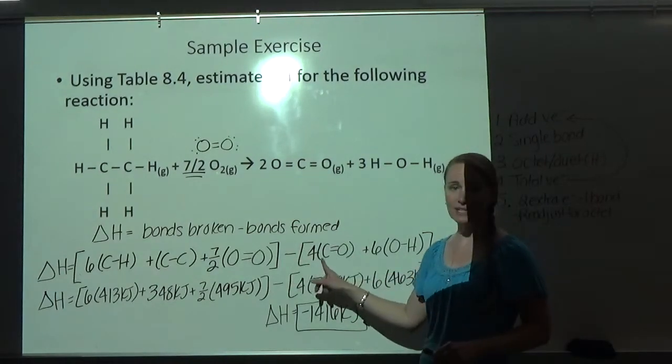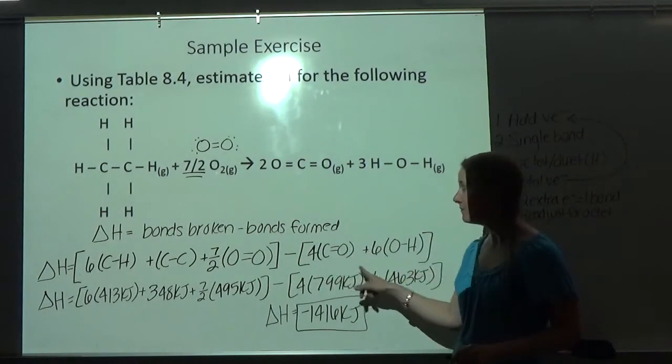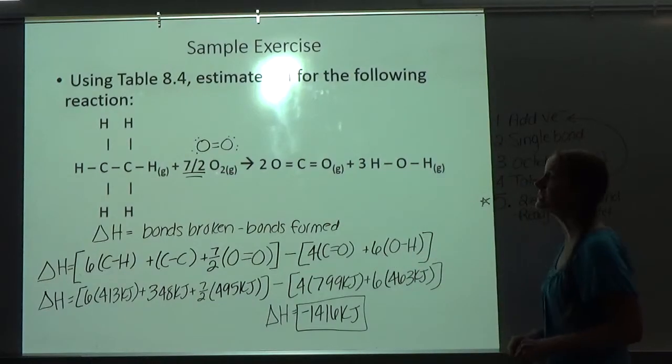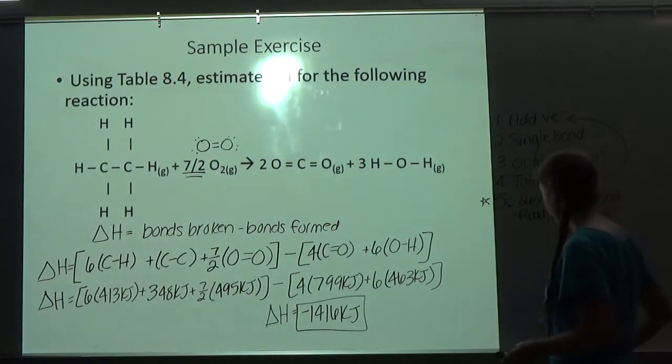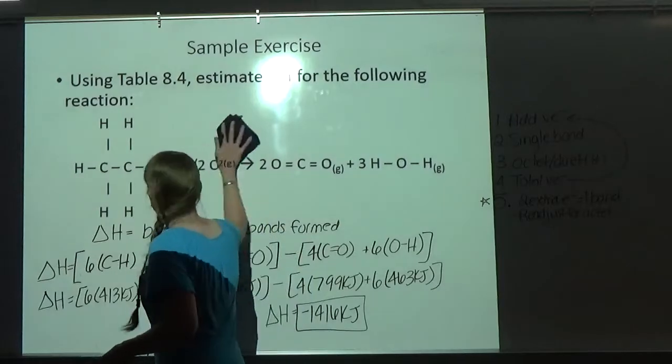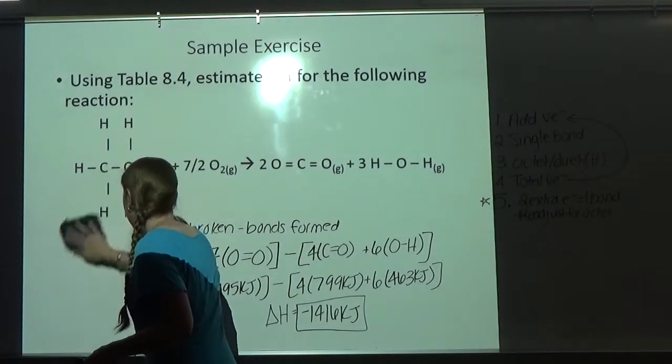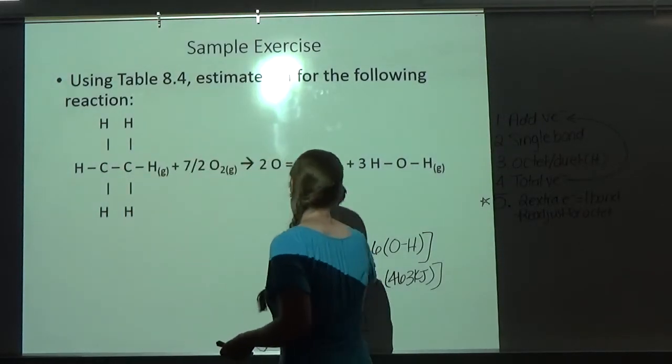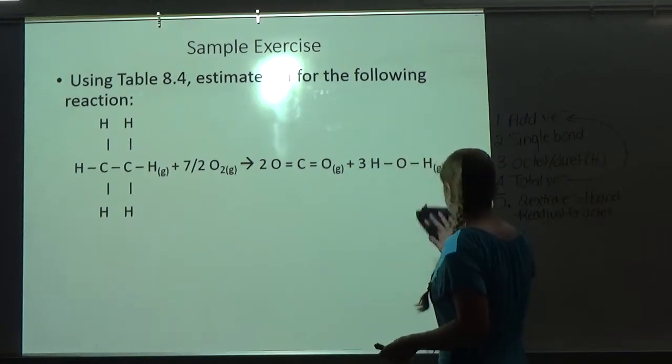That's why we subtract it, because that makes this value negative, because that energy is released because it's a favorable process for a bond to form. Because remember, bonds form to make atoms more stable. So that's a favorable process.